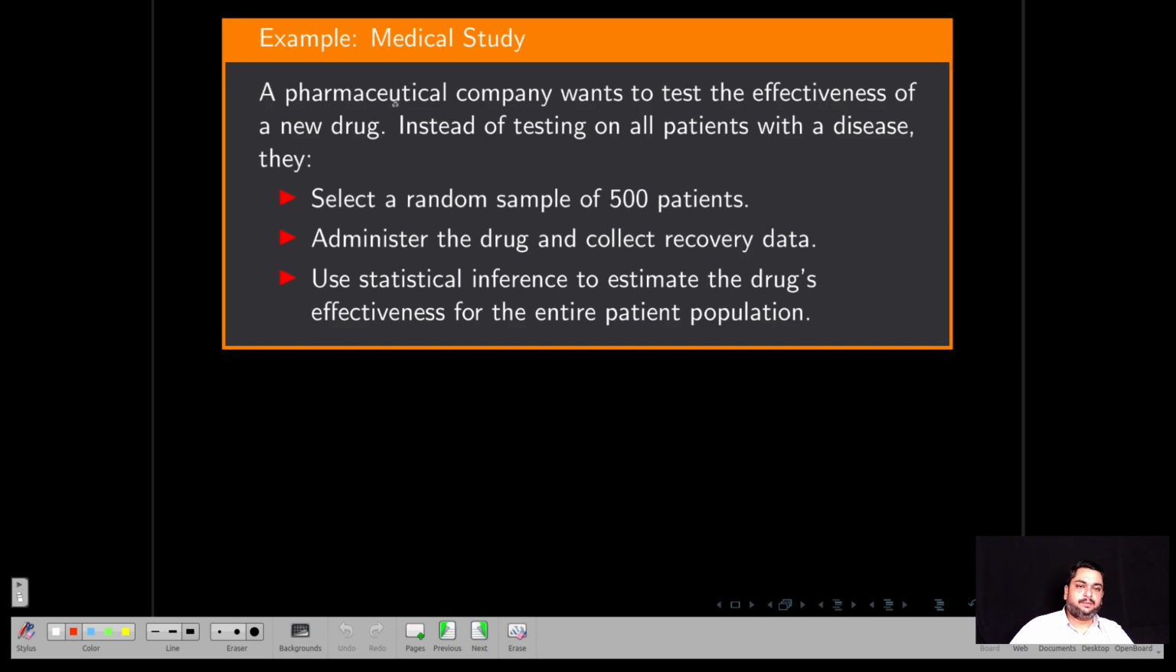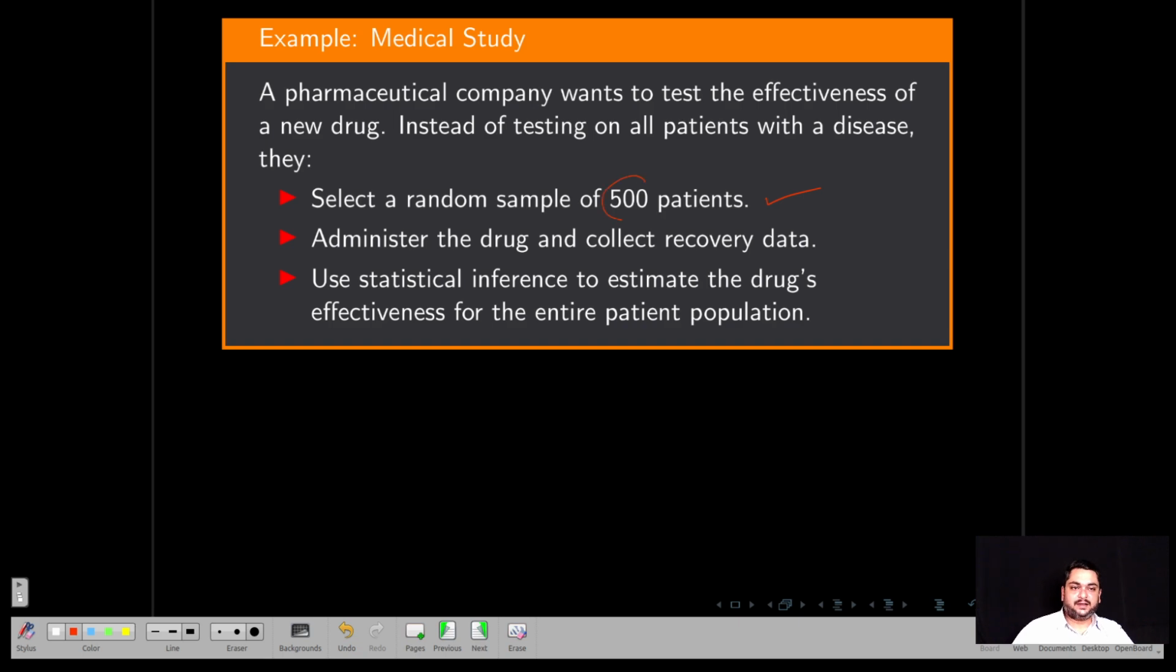Simple example: a medical company wants to test the effectiveness of a new drug. Instead of testing on all the patients with a disease, they select a random sample of 500 patients. See, they have created a new medicine. If a person is suffering from that particular disease for which they have created the medicine, say there are lakhs of people. So I cannot go and test on all the lakhs of people, right? That is not feasible. That is not practical also.